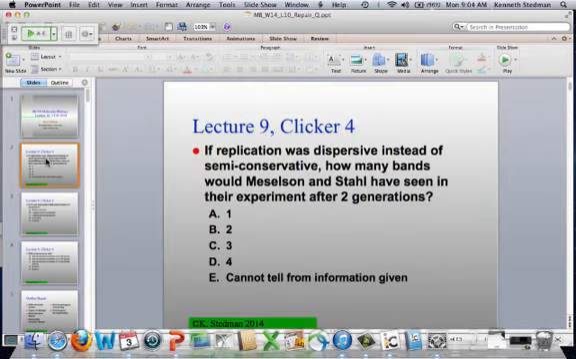But first, of course, we have to have our clicker questions. If replication was dispersive instead of semi-conservative, how many bands would Meselson and Stahl have seen in their experiment after 2 generations? 1, 2, 3, 4, cannot tell from information given.